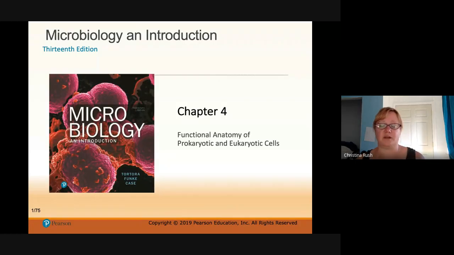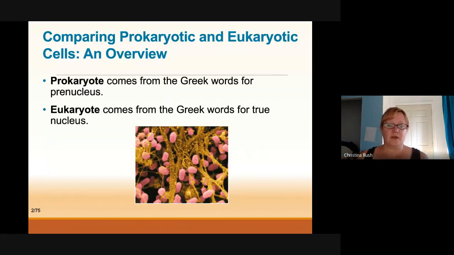Functional anatomy of prokaryotic and eukaryotic cells. So we're going to compare prokaryotic and eukaryotic cells. I'm hoping that a lot of this is going to be review. Some of it might be new, but most of it should be review.